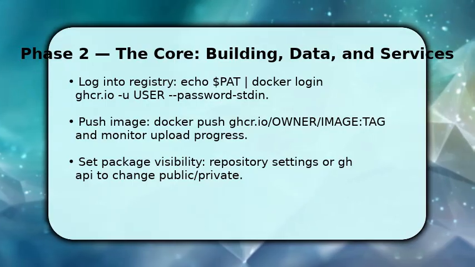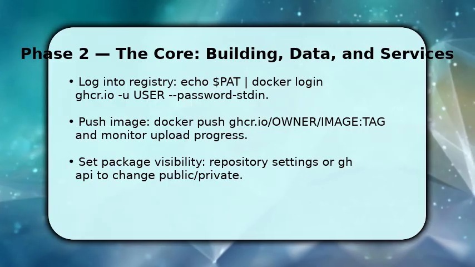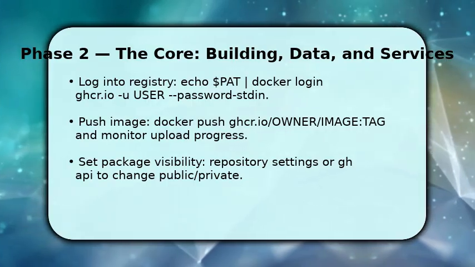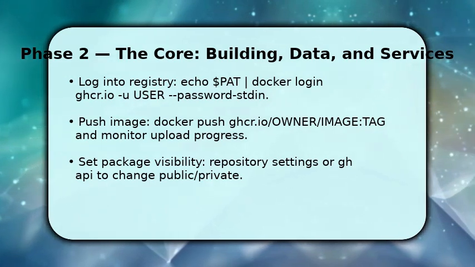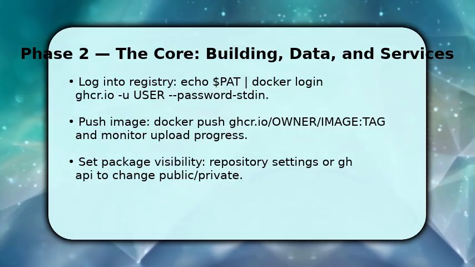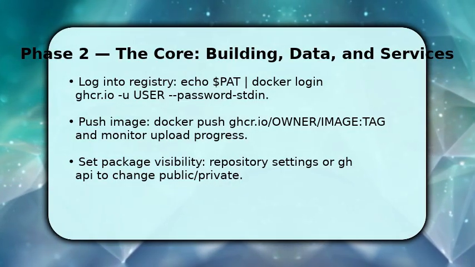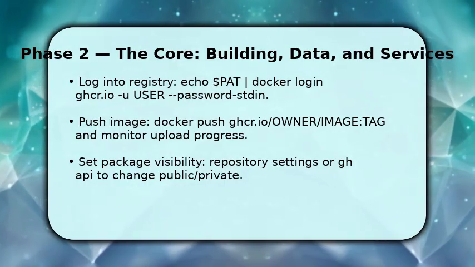and watch for layer uploads. Large layers can take time, so be patient. After the push completes, set package visibility, private by default, via repository settings or the GitHub API to make it public. You do this to control access and integrate with CI, which requires the right visibility for downstream pulls.